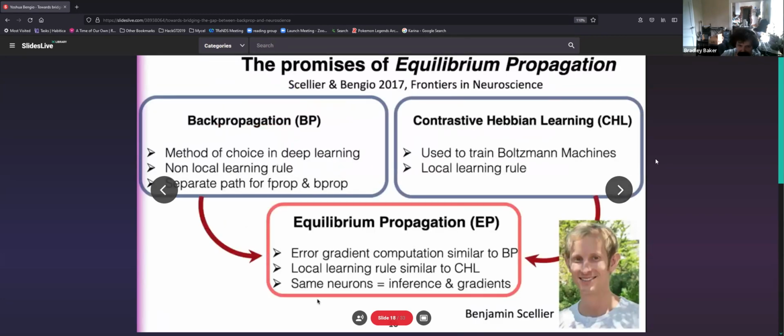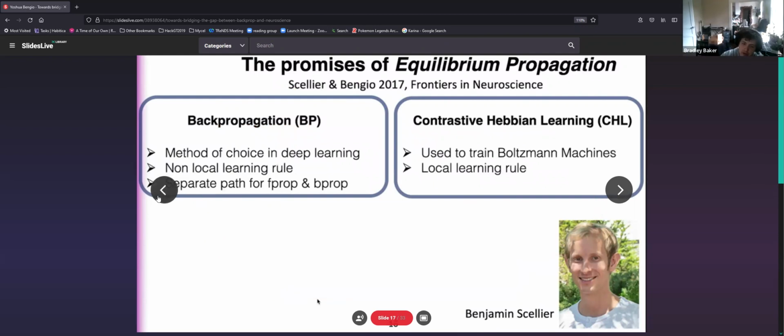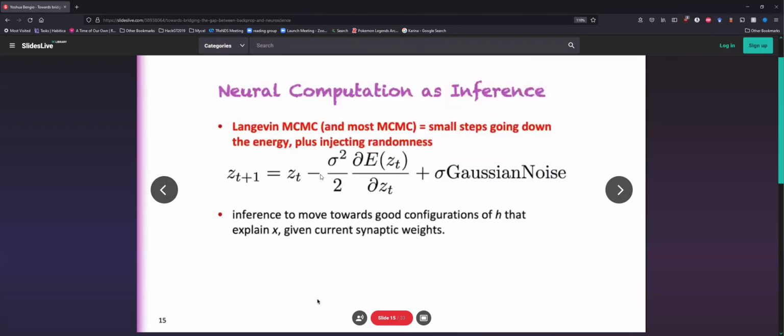So let's step forward. Wait, I have a question on the previous slide. Yeah, please. I'm not sure about that. So we are adding the Gaussian noise and then moving. I mean, what's the point of adding it? Robustness, I think.